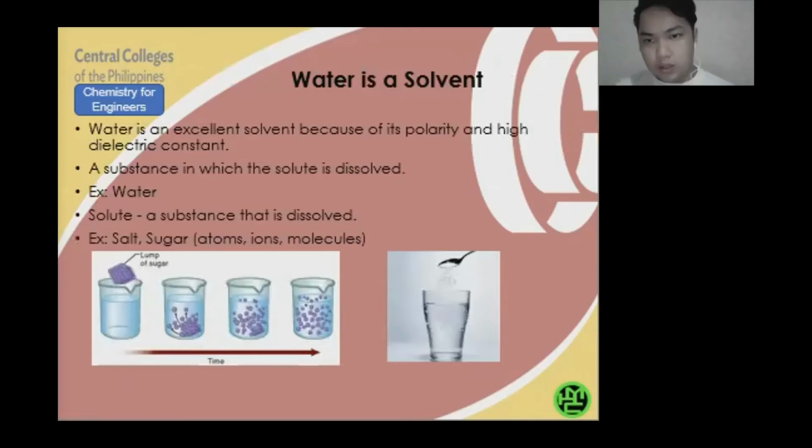Water is a solvent. Water is an excellent solvent because of its polarity and high dielectric constant. At saka ito ay isang universal solvent dahil yung water mas madali siyang paghaluin kung ano-anong like yung salt, sugar, like isa rin yung example yung juice, coffee, ganyan. Yung nakikita niyo na nagkahalo na tas nag-iiba yung kulay. Kaya sobrang solvent ng water. At pwede mo rin siyang pag-experiment yung water.